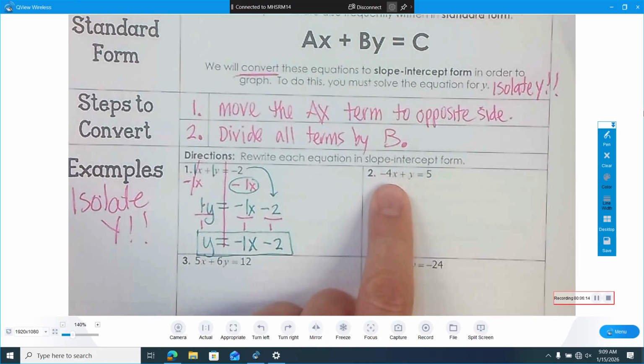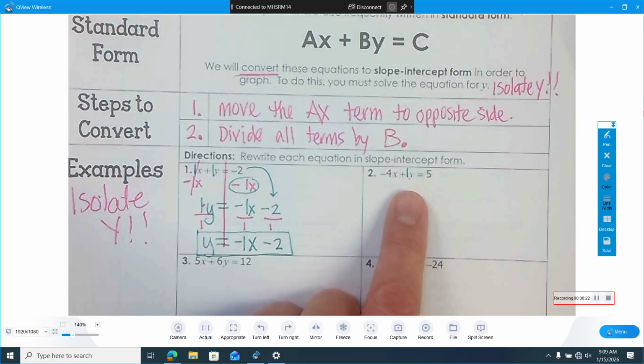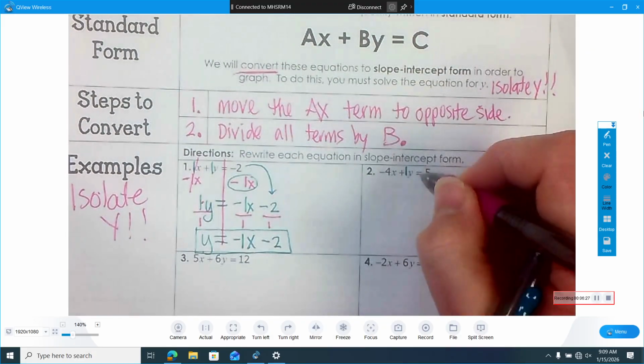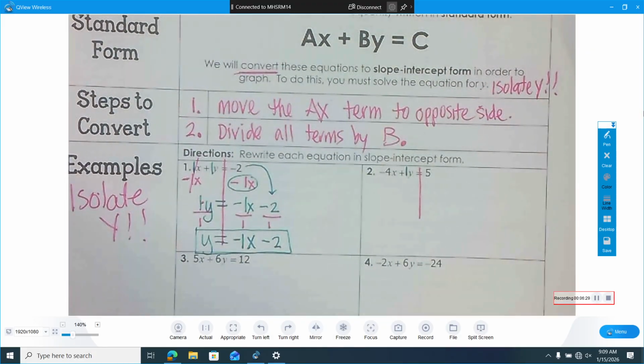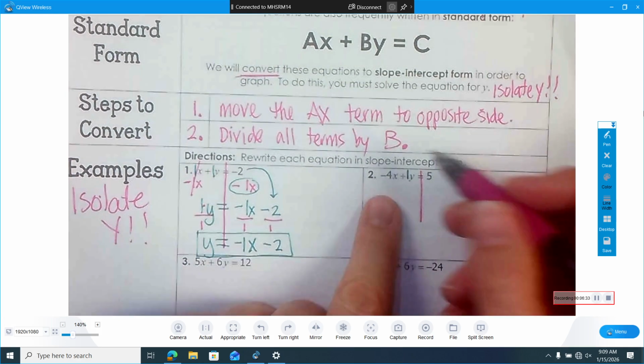Number 2, what is missing in my standard form here? A 1. There's a 1 in front of the y. All right, what should I do first to isolate my y? What should I do first? Add 4x. Very good.